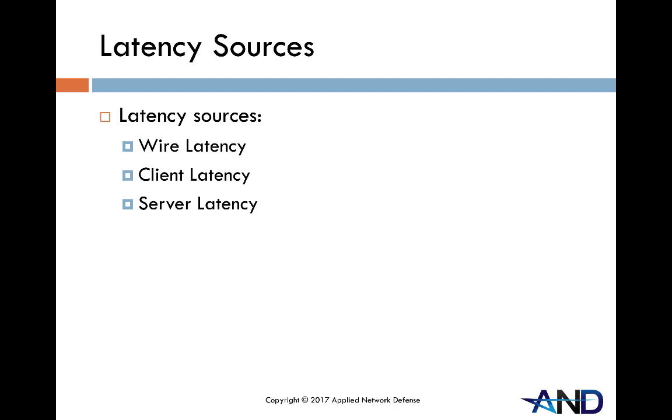When we talk about the measurable latency in any communication sequence, it combines all three of these things. So it's latency from the client, across the wire, and to the server. All those things combine to measure the latency that's actually occurring. And of course, you want that as low as possible. You want your communications as fast as they can possibly be.